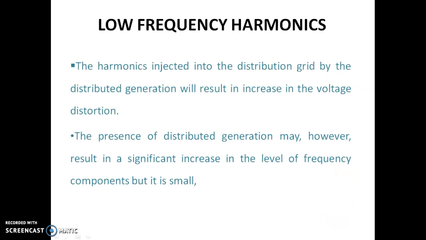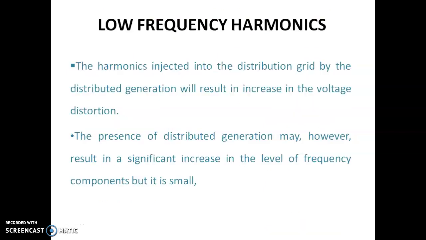The emission by distributed generation is, however, smaller than the emission by modern consuming equipment. So the increase in voltage distortion will be small and rarely cause a problem. The presence of distributed generation may, however, result in an increase in the level of frequency components, even harmonics, triple-N harmonics, interharmonics, but it will be small.